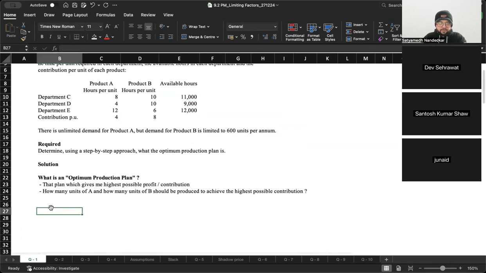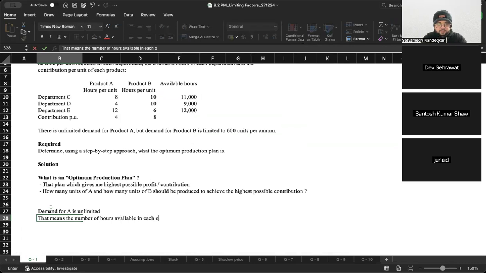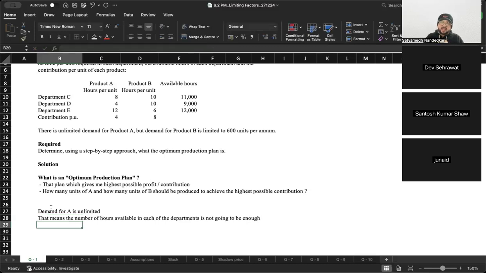So demand for A is unlimited. That means the number of hours available in each of the departments is not going to be enough. What is the limiting factor? Anything that stops us from reaching our maximum potential is a limiting factor. Here, departments C, D, and E, all the three departments, the number of hours available are limited because 11, 9, and 12 is the number given to you. Demand for product A is unlimited, so however much you produce and sell, you will be able to do that. So the hours are a limiting factor, and in departments C, D, and E, all three, there is a limiting factor.